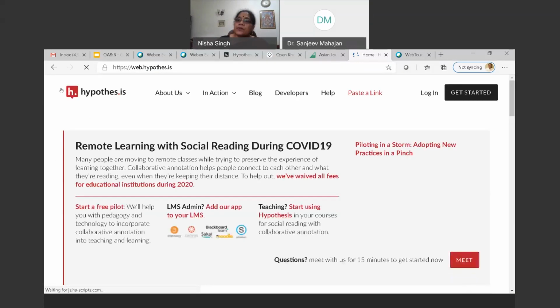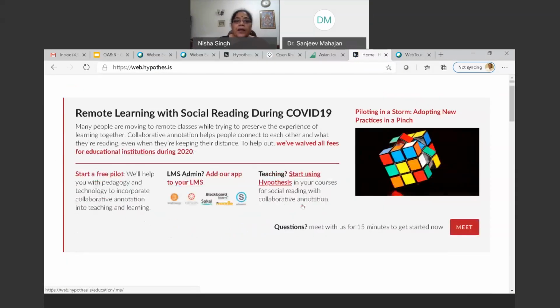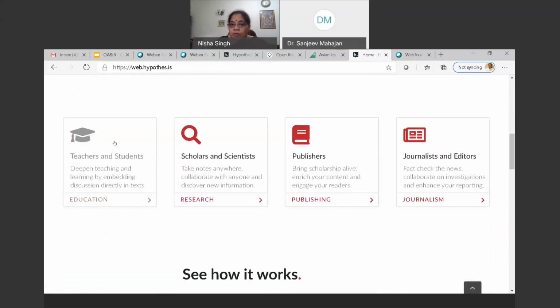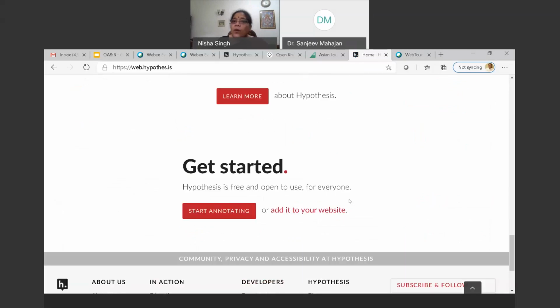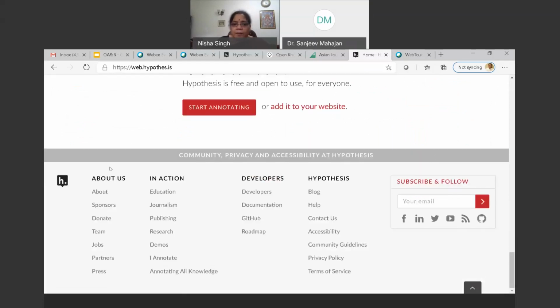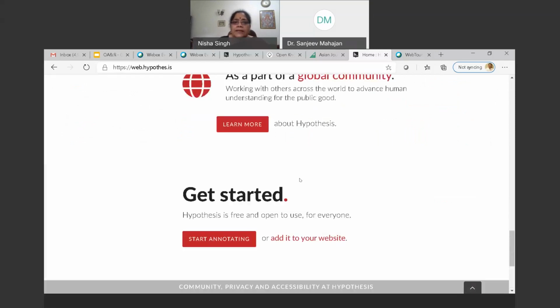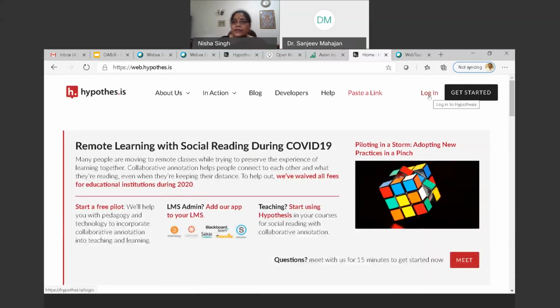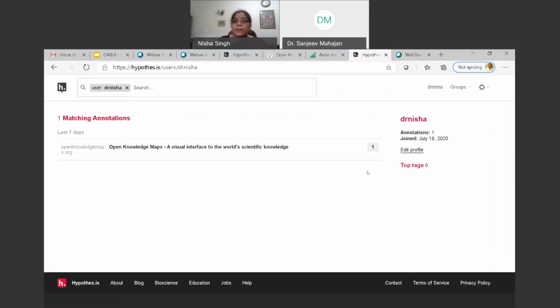So this is the main page जहां पर it tells you annotate the web for anyone. टीचर्स एंड स्टूडेंट्स एजुकेशन में यूज कर सकते हैं, रिसर्चर्स यूज कर सकते हैं, पब्लिशर कोई भी यूज कर सकता है। See how it works. It's an open community project, मीन्स किसी के लिए भी है जो भी इसको यूज करना चाहे, और आप उसको एनोटेशन कर सकते हैं। यहाँ पर आप उसके बारे में और पढ़ना चाहें तो आप पढ़ सकते हैं, बट कैसे करेंगे मैं बताती हूँ आपको। आप इसको लॉग इन कर लीजिए, ठीक है। If I log in, आप कहेंगे मैडम पहले कैसे लॉगिन करेंगे?